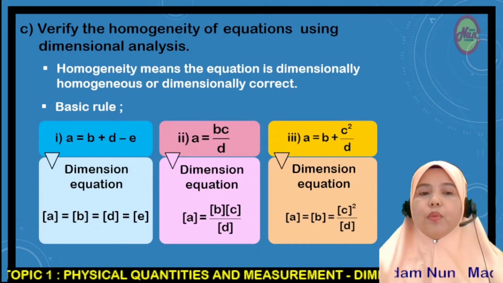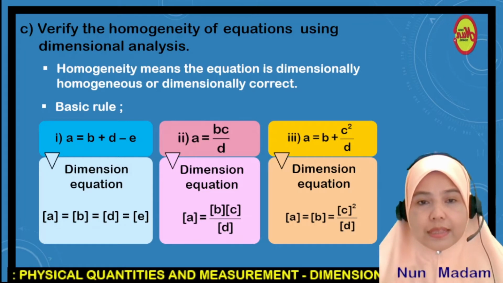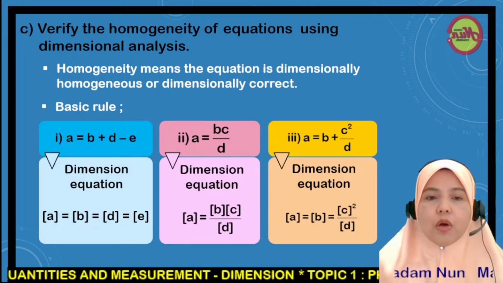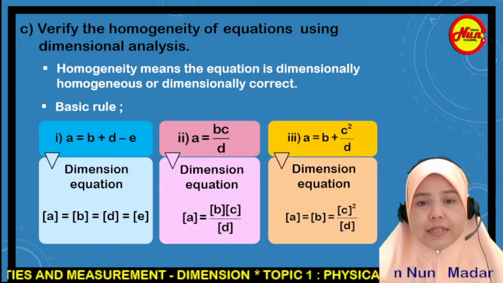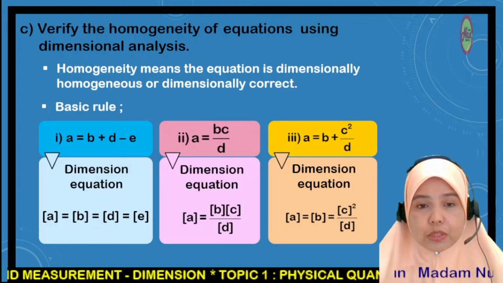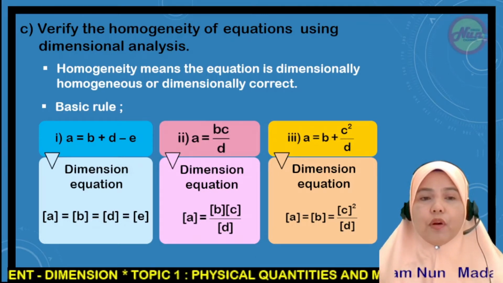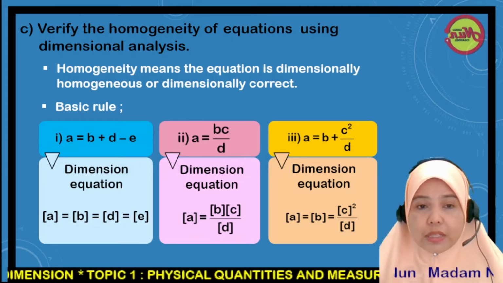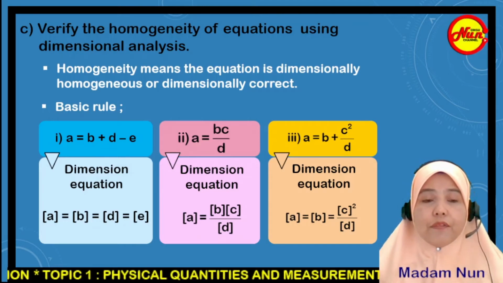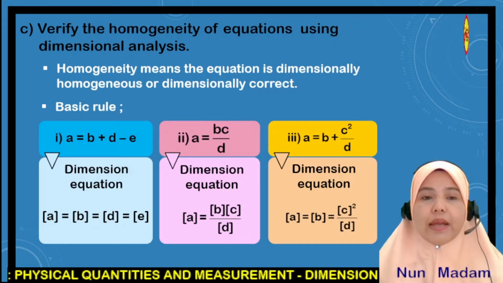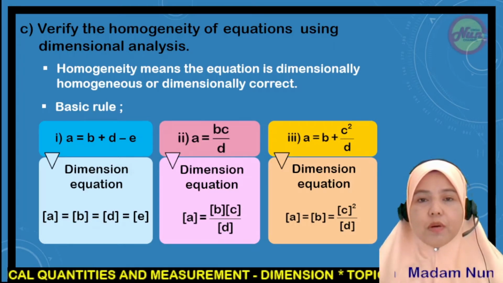Okay, next we will verify the homogeneity of the equation using dimensional analysis. Homogeneity means the equation is dimensionally homogeneous, or dimensionally correct. Before we can verify the homogeneity of the equation, there are a few basic rules that we need to follow.